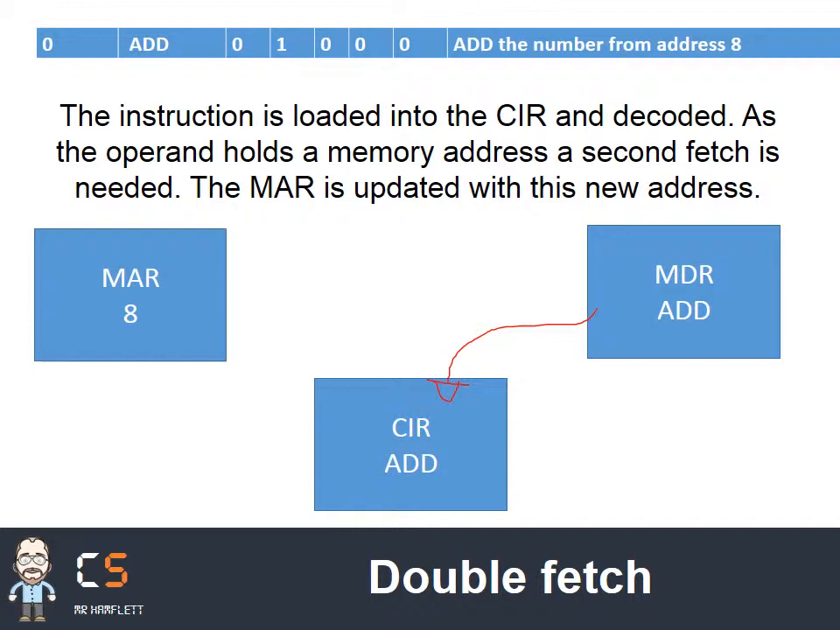Now, unfortunately, because that is an address and not data, it needs to do an additional fetch. So it will take the opcode, which is this part, and copy it into the memory address register. Okay? And this only happens if it is an address.